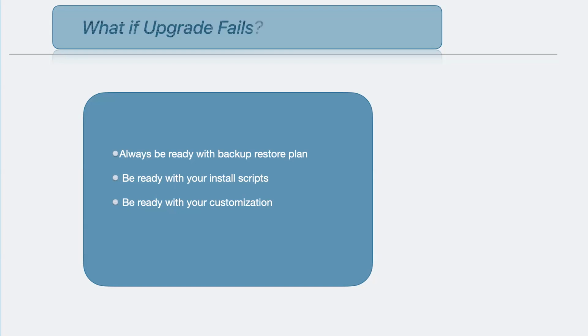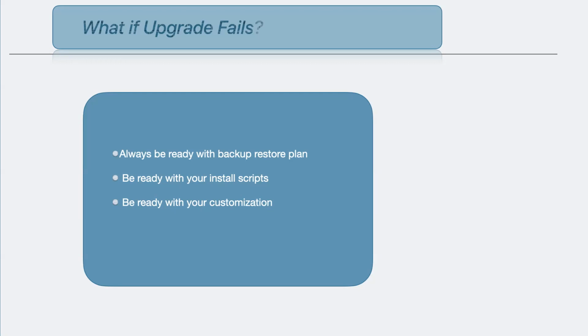Besides installing an RPM file, be ready with your customization. Try to automate that as well, if possible. If you have a small environment, then you don't have to do that much customization. But if you have a big environment, be ready with your SSL certs. If you have SAML certs, be ready with those. You will have your custom configurations, so be ready with that.